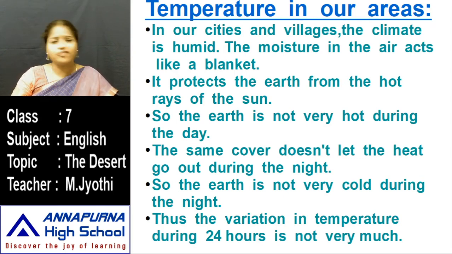So the earth is not very hot during the day. The same cover does not let the heat go out during the night time. So the earth is not cold during the night time. So it is not at all hot during the morning time, and it is not at all very cold during night time, because the moisture acts as a blanket. So that's why the variation in temperature during 24 hours is not very much.